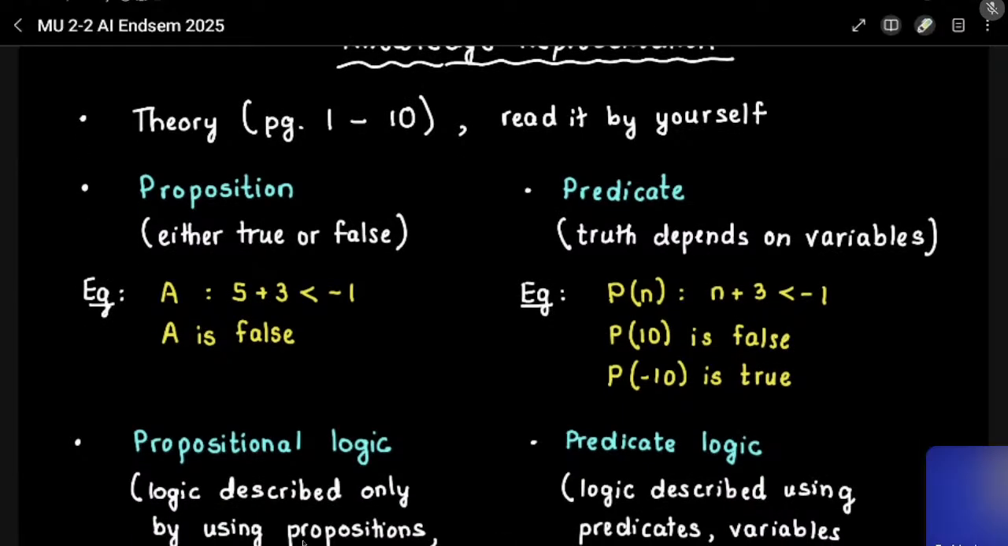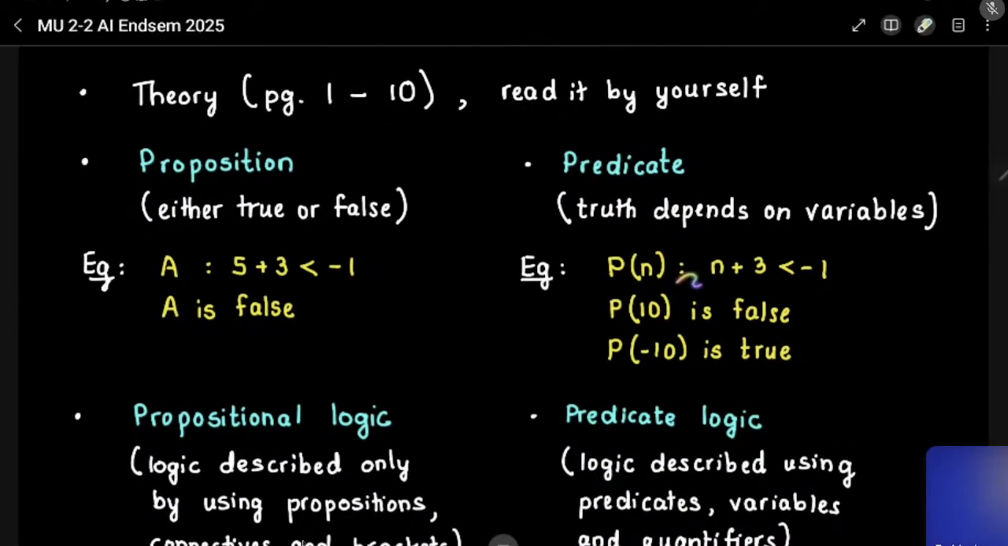Proposition: it's either true or false, so you can look at these examples. True, false, that's it. Predicate: it depends on the variable. A predicate looks something like this. You have a variable n here. If I substitute n with 10, it becomes a proposition, which is either true or false. But this is a predicate.